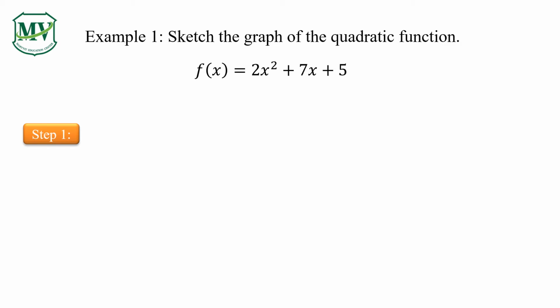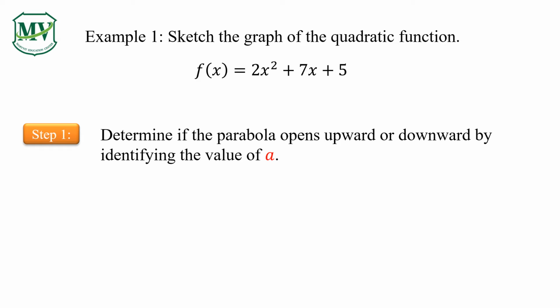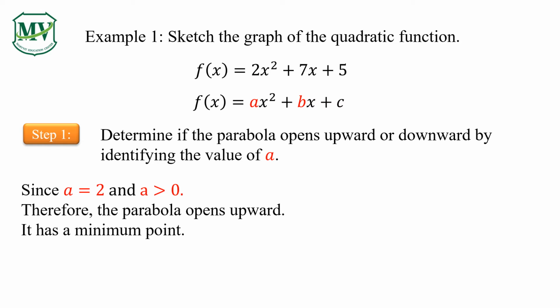Step number 1. Determine if the parabola opens upward or downward by identifying the value of a. From the given quadratic function, the value of a is 2. Since a is equal to 2 and a is greater than 0, the parabola opens upward and it has a minimum point.